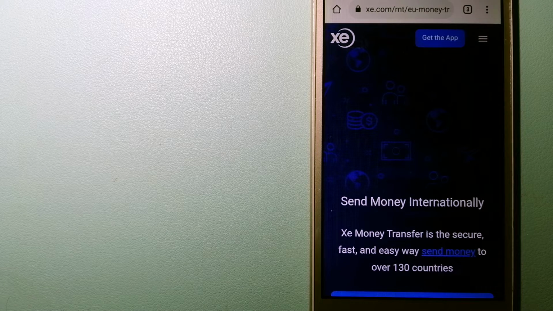We are going to talk about three ways to send money if you are in Nigeria and you want to send money to Eritrea. Why do we have to send money overseas? There's a lot of reasons for that.